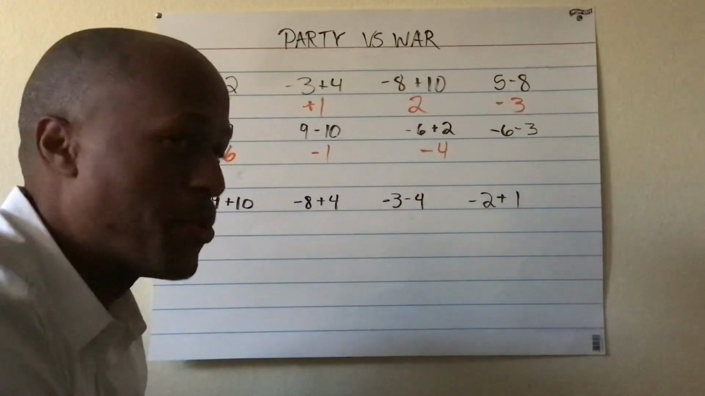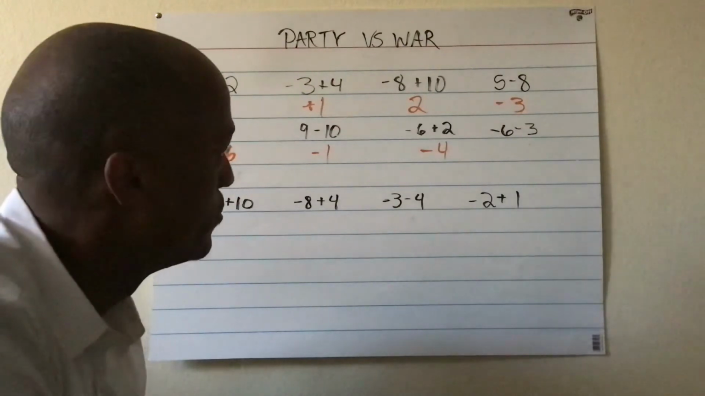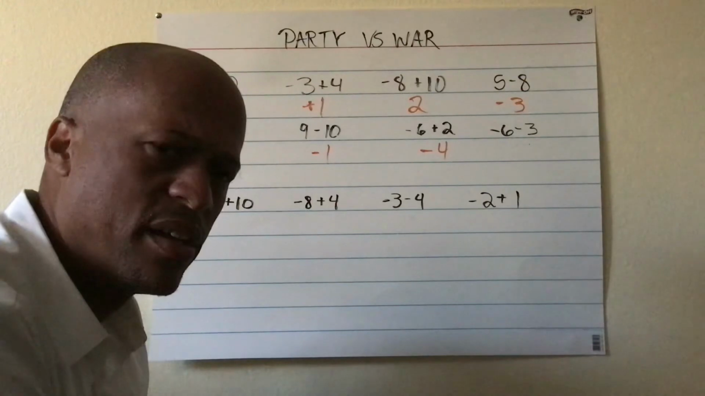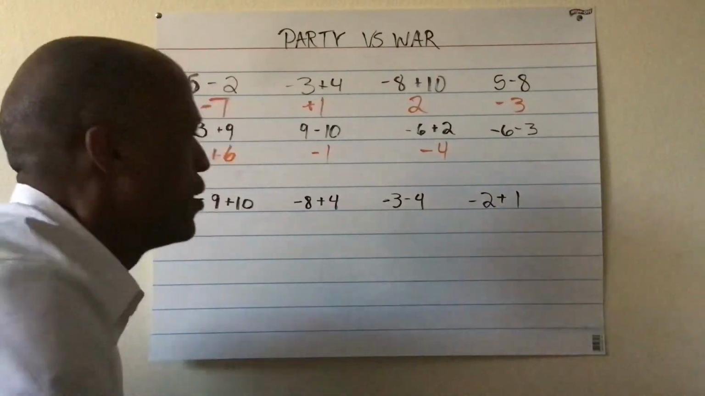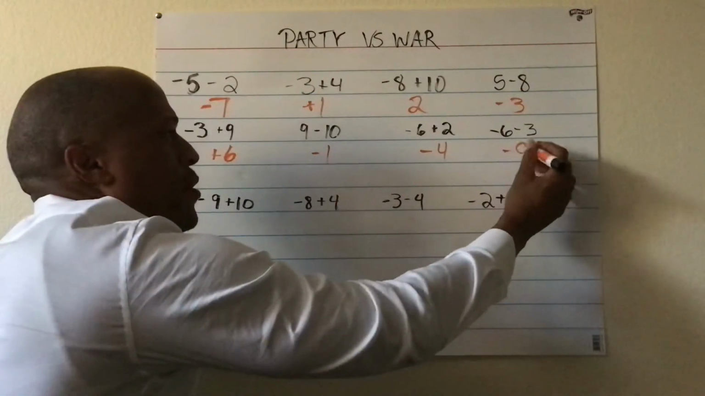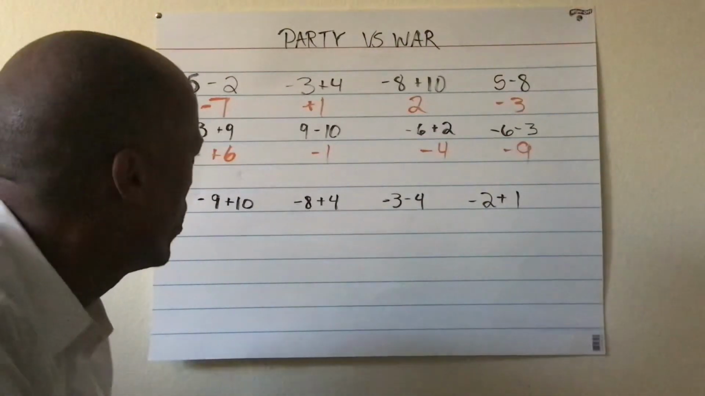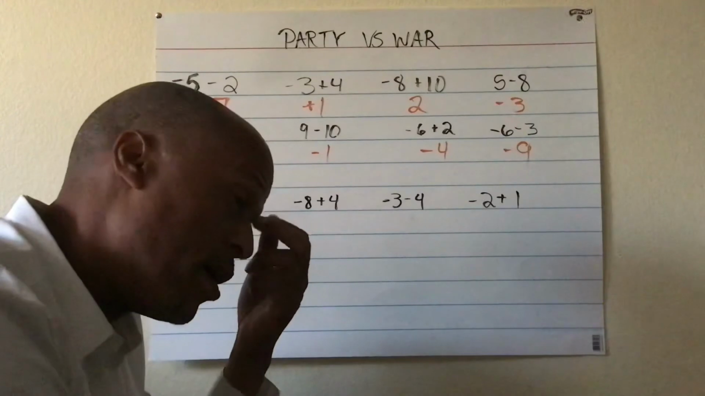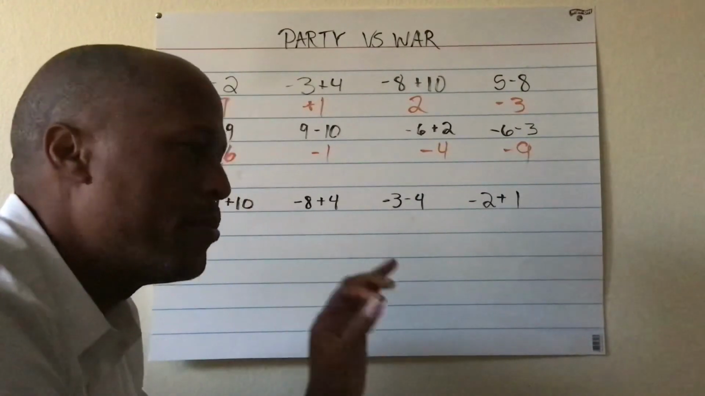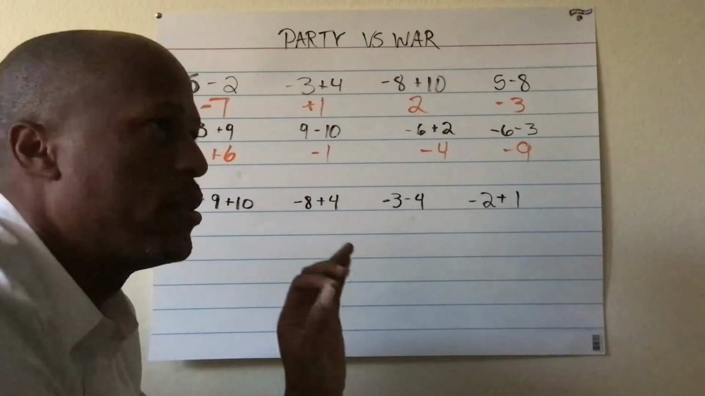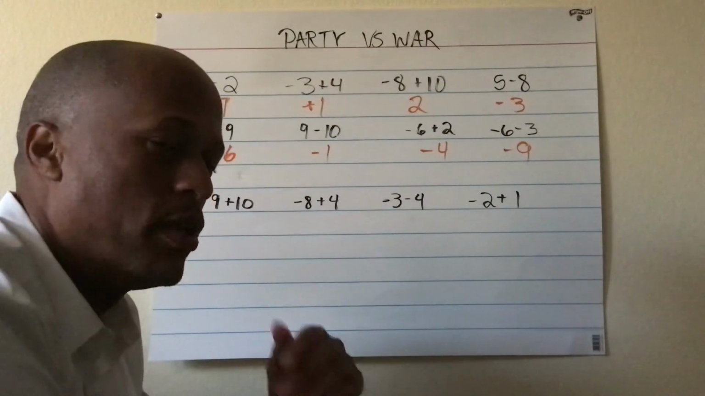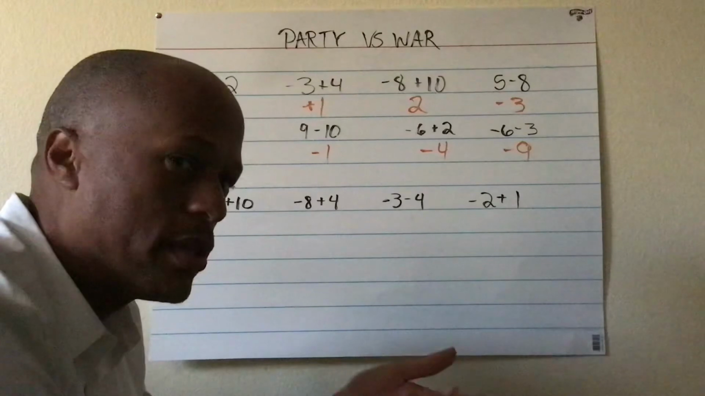Okay, party or war? -3, -6. What do you see? That's a party. What kind of party? Negative party. Negative party right there. Very good. Okay, so that's it. That is the concept. You want to be able to understand what is happening as we think about and look at these problems.